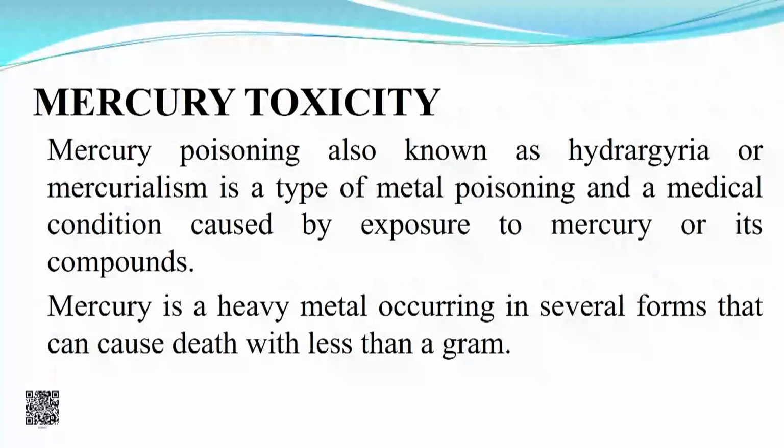Now we talk about mercury toxicity. Mercury poisoning, also known as hydrargyria or mercurialism, is a type of metal poisoning and a medical condition caused by exposure to mercury or its compounds. Mercury is a heavy metal occurring in several forms that can cause death with less than a gram. A famous example is the Kodaikanal mercury poisoning, a well-chronicled case of toxic pollution anywhere in the world.